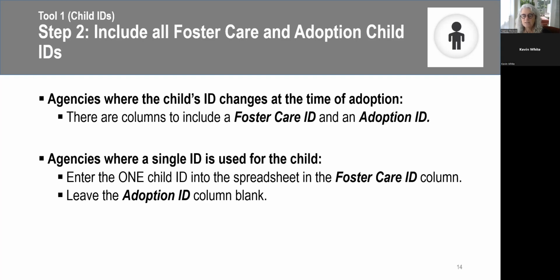For agencies where the child ID changes at the time of adoption, Tool 1 is set up with 2 columns to include a foster care ID and an adoption ID. Some systems could have more IDs. If this is your situation, you may insert additional columns at the end of the Tool 1 tab after the comments column. If your agency uses the same child ID before and after adoption, enter 1 child ID into the tracking sheet in the foster care ID column. Leave the adoption ID column blank. This concludes Tool 1 child ID. Next.